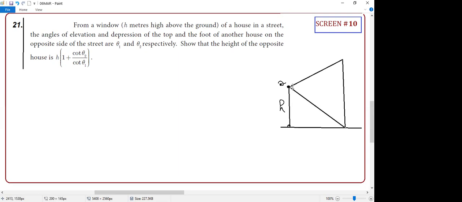And where is the horizontal level? This is the horizontal level, the horizontal line. Anyone having a doubt or not? Guys, this is the window and this is the building, right or not? Another house. This is a house we can see on the opposite side. And the angle of elevation is what, students? Theta 1. Angle of depression? Theta 2. Show that the height of the opposite house is this.